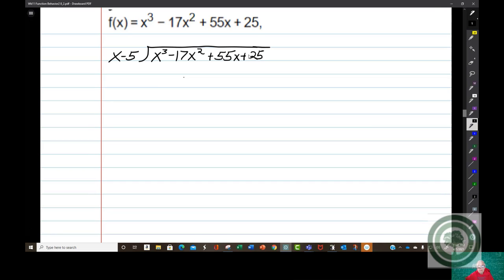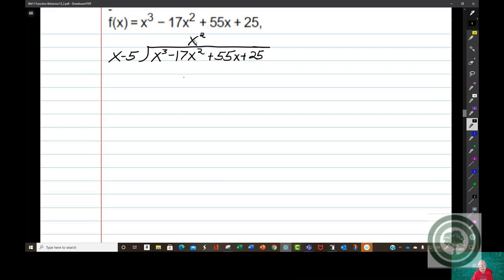Now you may have learned this in beginning algebra, or you may not have. Not everybody teaches it, but we're going to do it now. The way you do it, it's not hard at all. It's just bothersome. I ask myself, how many times do I have to multiply this x in order to get x cubed? And the answer is x squared. So if I multiply x by x squared, I'll get x cubed. That's precisely what I want. I'm going to write it here above the other x squared.